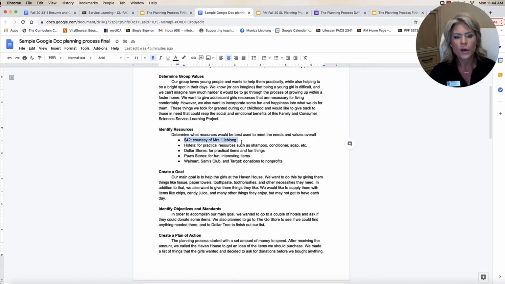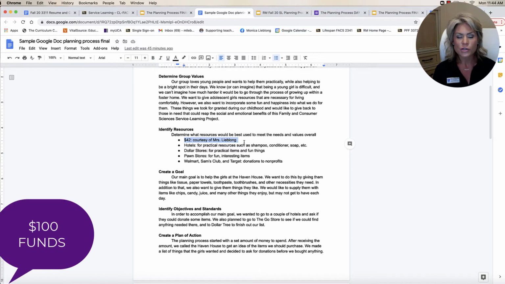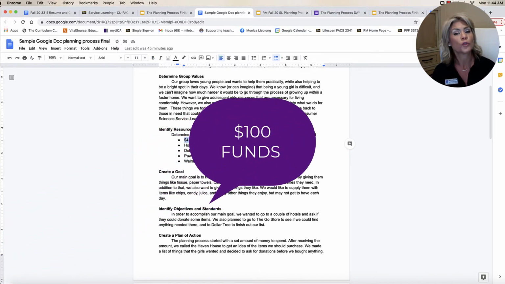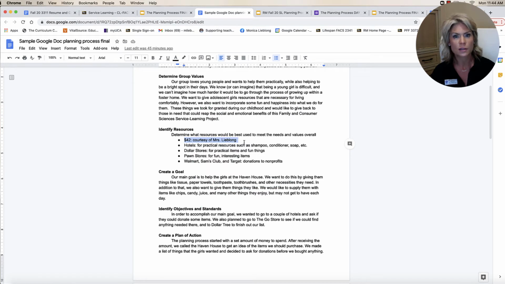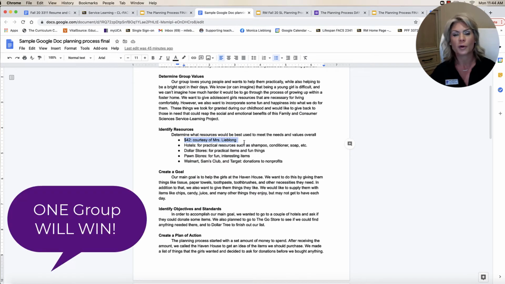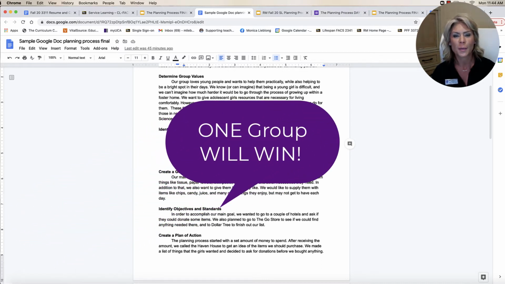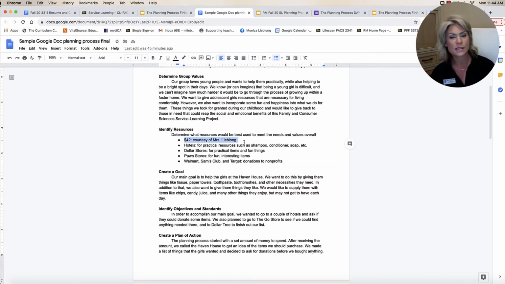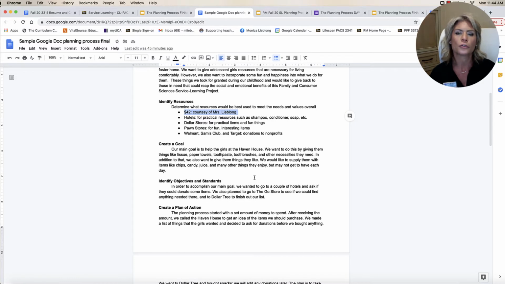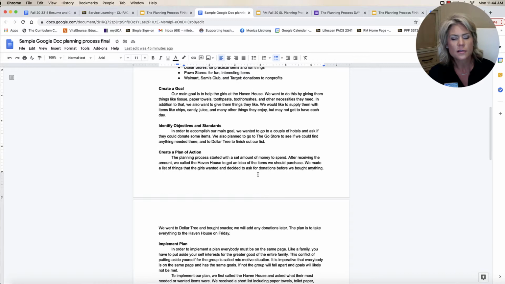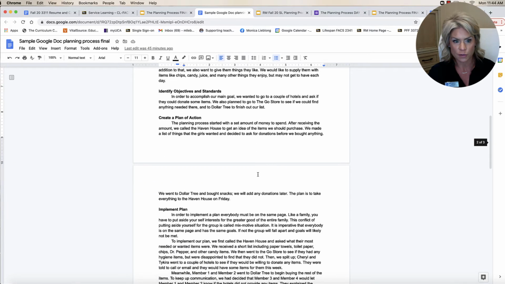Here, you'll know that $100 will be funded to one of the organizations in order for a plan to be carried out. You and your group members will have the chance to independently vote to decide where that $100 will end up after all presentations and plans have been completed. So create a goal for your group and for that funding. Identify your objectives and standards. Create a plan of action.